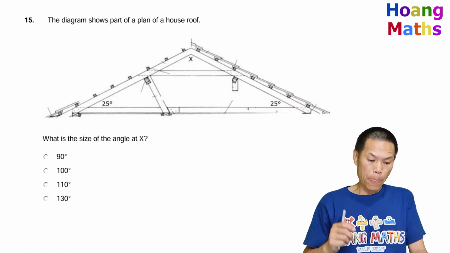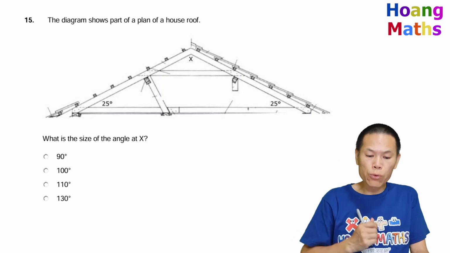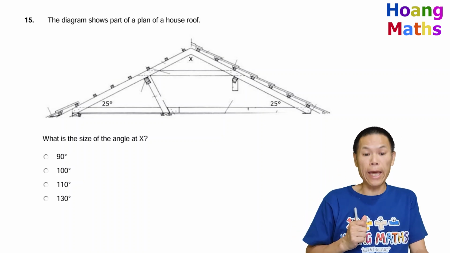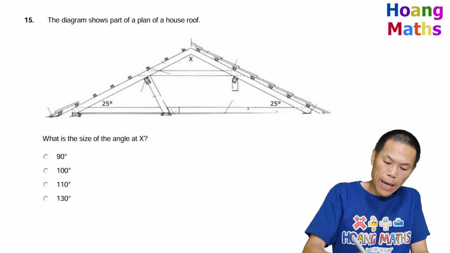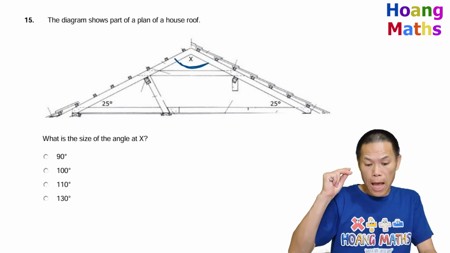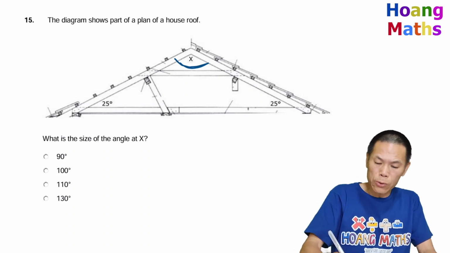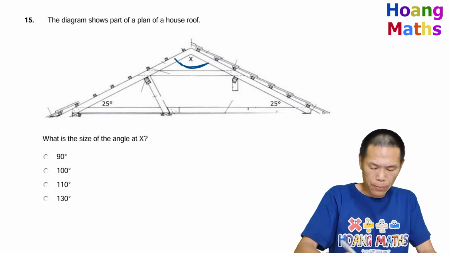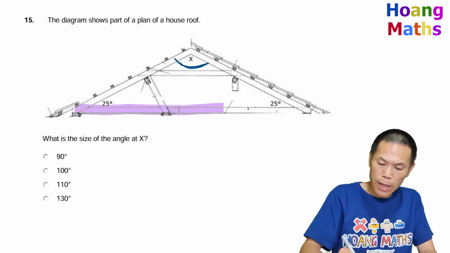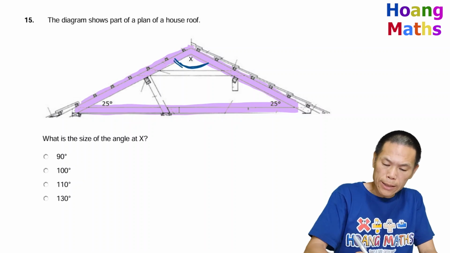Question 15. The diagram shows part of a plan of a house roof. What is the size of the angle at X? So we need to find this angle. If you look at the diagram, it is an isosceles triangle. So this means that two angles are the same here. So we just focus on this triangle here. So there you go. We need to find this angle.